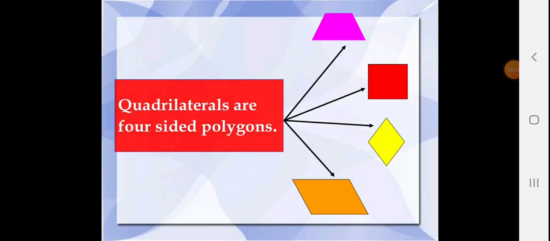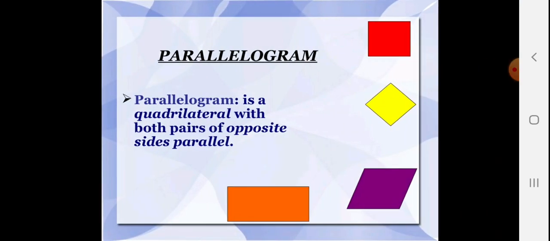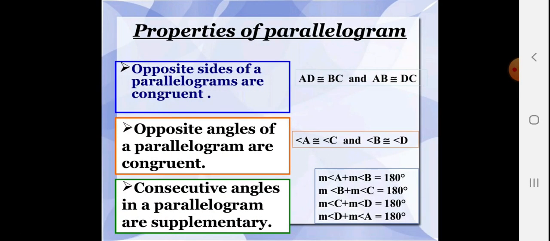These are four-sided polygons that you already know. Let's talk about their properties. Parallelogram is a quadrilateral with both pairs of opposite sides parallel. Now properties of parallelogram. Opposite sides of a parallelogram are congruent, that means they are equal. Opposite angles of a parallelogram are congruent, that means A is congruent with C and B is congruent with D.